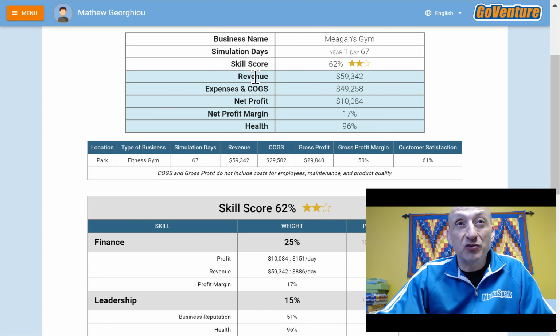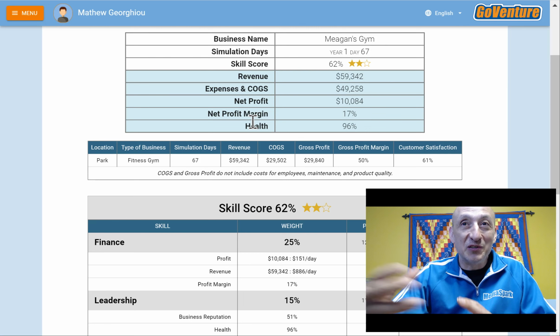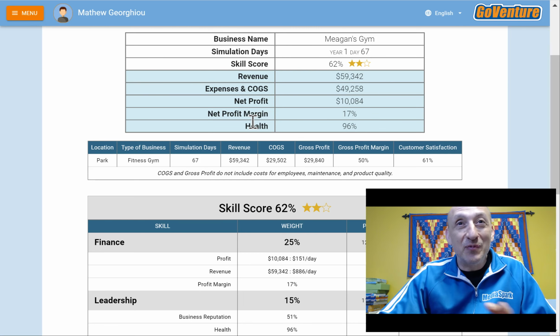We can see our financial numbers here: our revenue, expenses, cost of goods, net profit margin, and our health. And health means actually our simulated physical health, because if we're working too hard and things are happening to us, it actually impacts our health. So that's another reason why this simulation is so realistic, as we take into account things like that. This next table shows us a summary of our location. So one of the cool things about this simulation is you can actually franchise your business into multiple locations. So you can track how well each particular location is doing using these top line financial numbers.